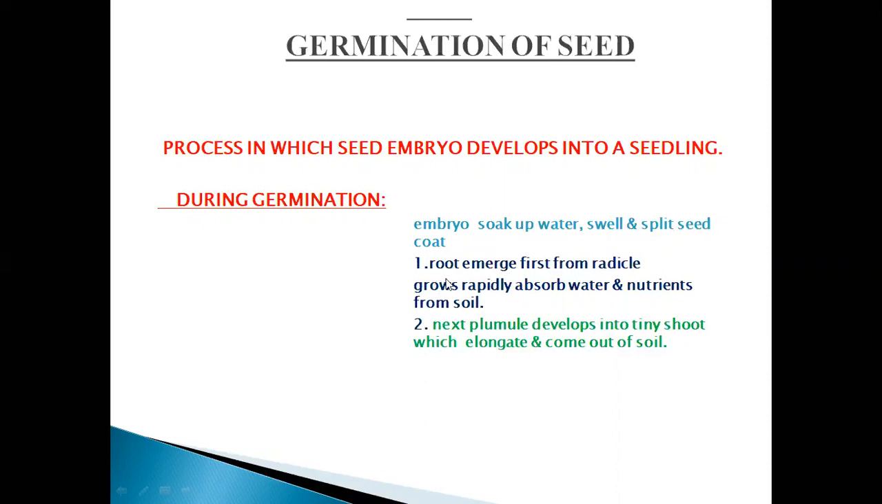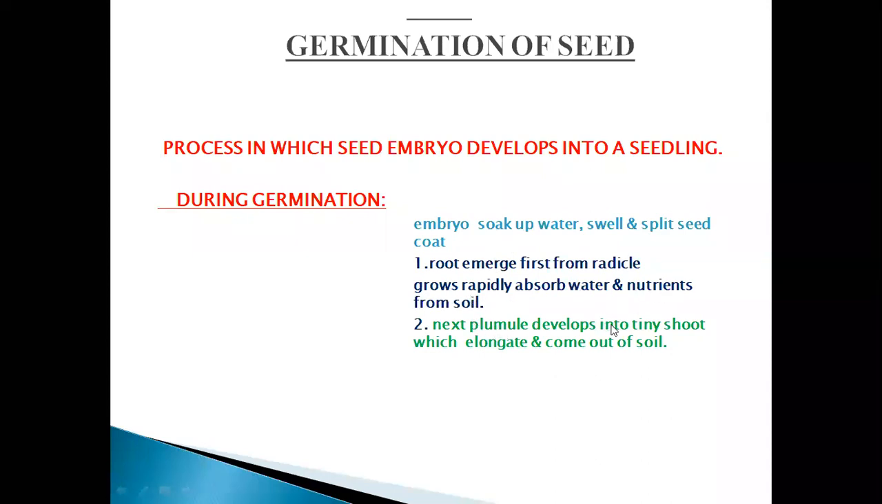Okay, next I'm telling you what happens during germination. First thing, it soaks up water, swells and splits the seed coat. And then now the root emerges from the radicle. Obviously, from where the root emerges, I have told you that the radicle point gives rise to the root. Remember, the radicle gives rise to the roots that grow rapidly and absorb water and nutrients from the soil.